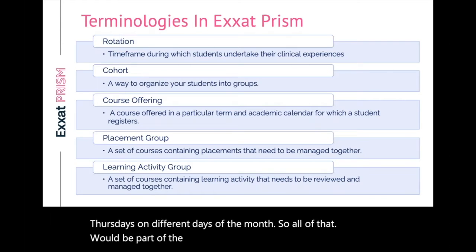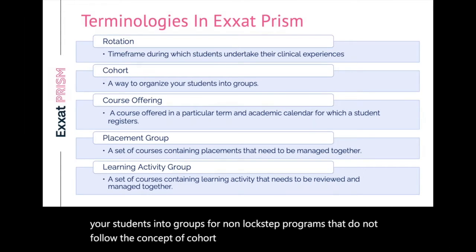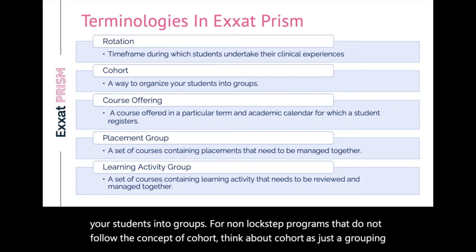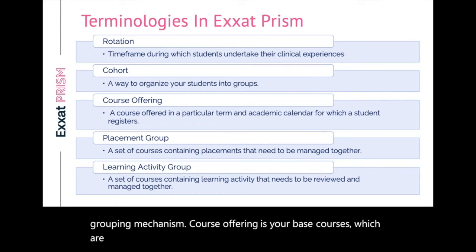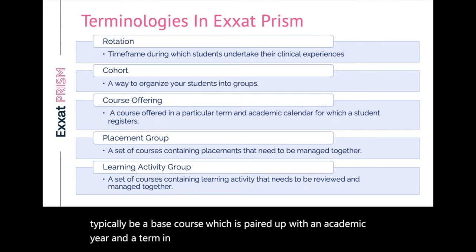Cohort is usually a way to organize your students into groups. For non-lockstep programs that do not follow the concept of cohort, think about cohort as just a grouping mechanism. Course offering is your base courses, which are offered again and again every year. So a course offering will typically be a base course, which is paired up with an academic year and a term in which it is offered and to which students register.